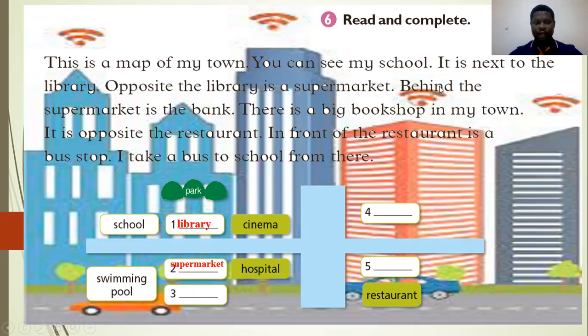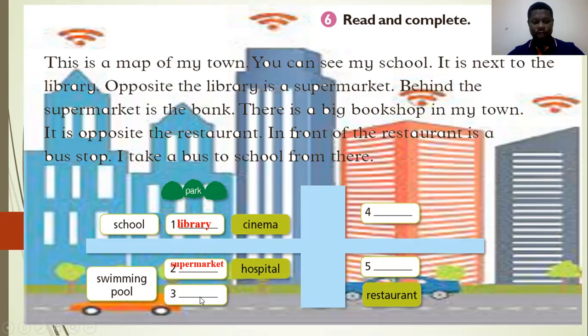It says that behind the supermarket is the bank, so we're not concerned with that. There is a big bookshop in my town. It is opposite the restaurant. So you know where the bookshop is supposed to be here. In front of the restaurant is a bus stop. So we're having a bus stop here. In front of the restaurant, I take a bus from here to school.